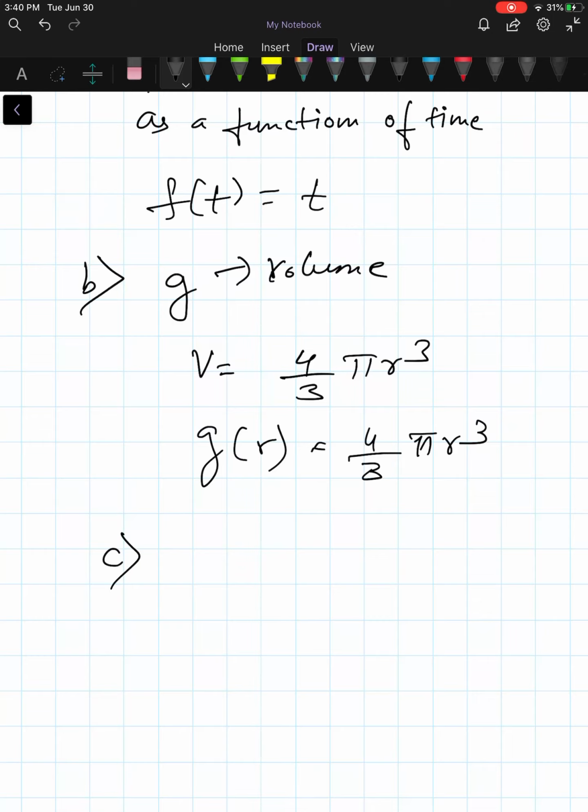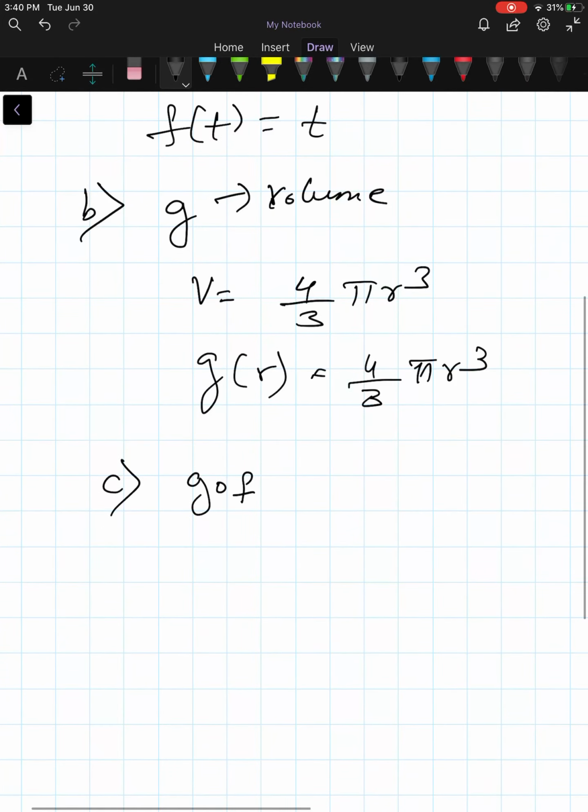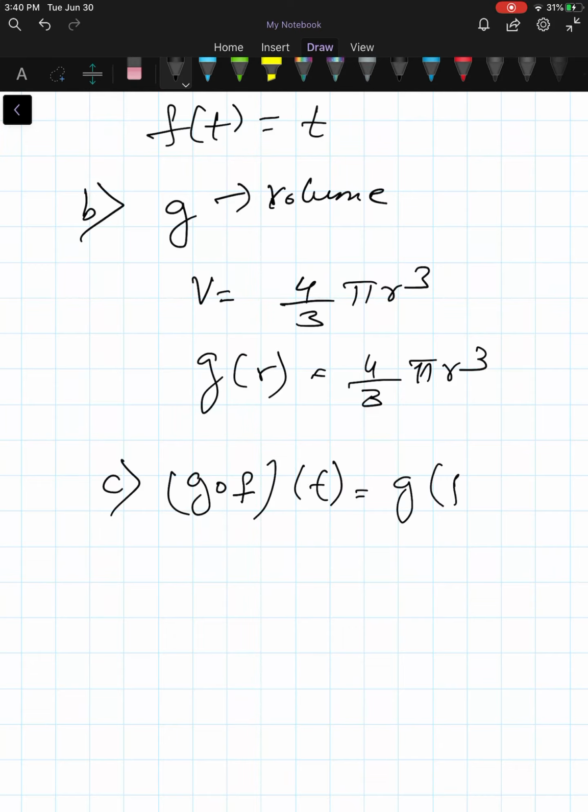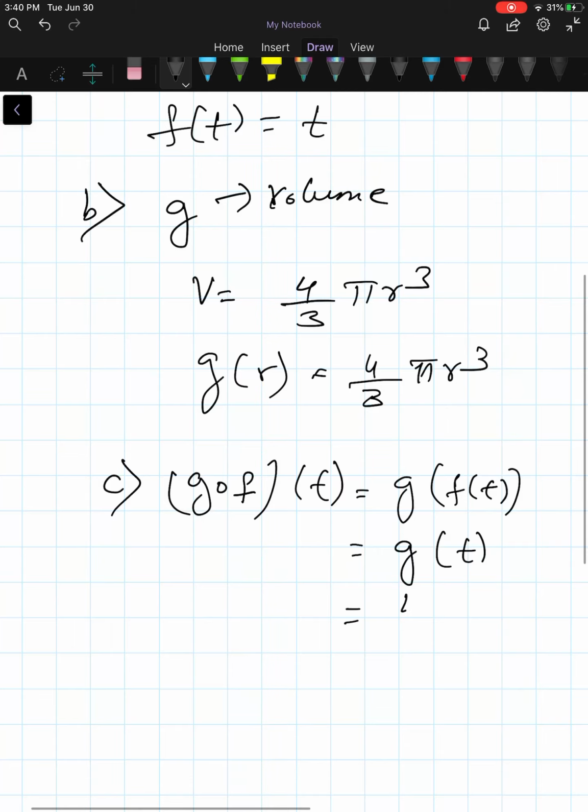Okay. C. Find the function g composed with f. What does this function represent? If you have g composed with f, that should act on t. So we will be getting g of f of t. f of t is nothing but t. So g of t is 4 by 3 pi t cube.